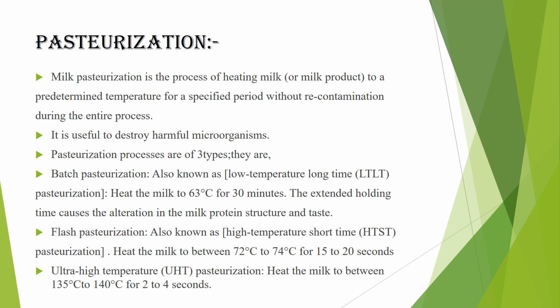As we all know the Tetra packets, they use ultra high temperature packaging so that the milk remains constant without microorganisms. Ultra high temperature is useful for Tetra packets for long time storage, because the milk is heated at 135 to 140 degrees centigrade for 2 to 4 seconds. These are the three types of pasteurization methods: batch pasteurization, flash pasteurization, and ultra high temperature pasteurization.